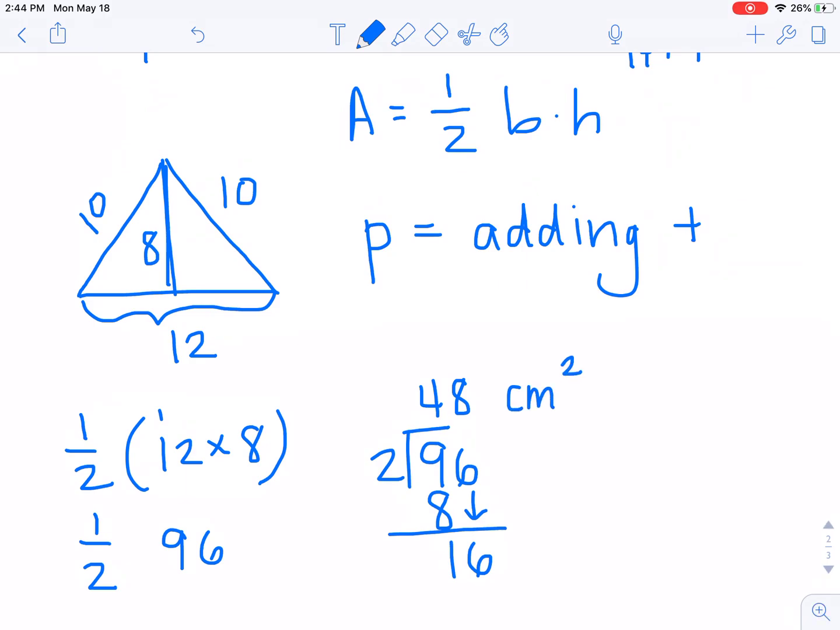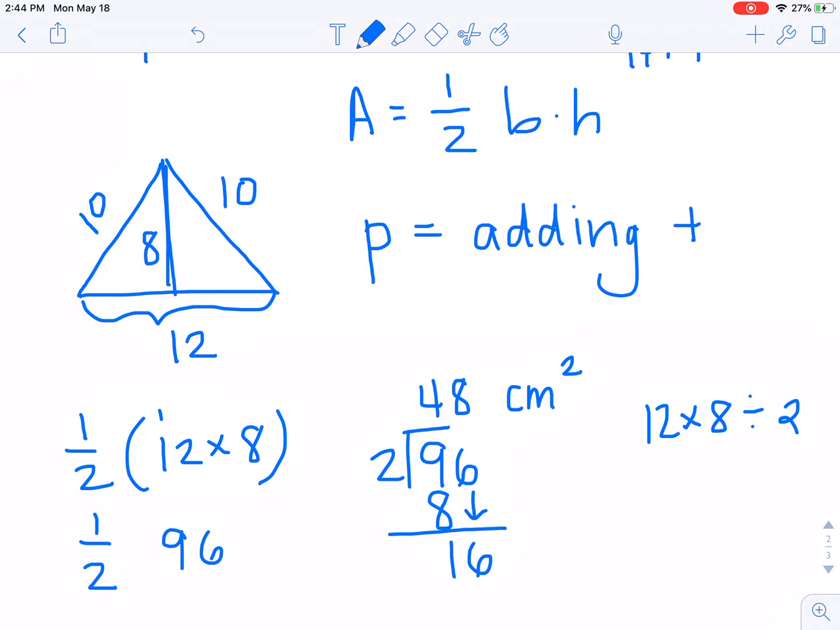Okay? If it would have been easier for you to do 1/2 of, like you could have done 8 times 6. Okay, and that would have also given you 48, and it might have been easier. However is the easiest for you. But that's how you figure out the area, okay? And so when they asked for the number model, then I would have said it is 12 times 8 divided by 2. That's the number model.